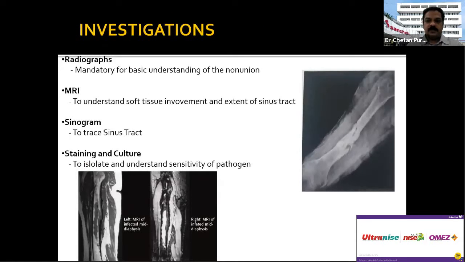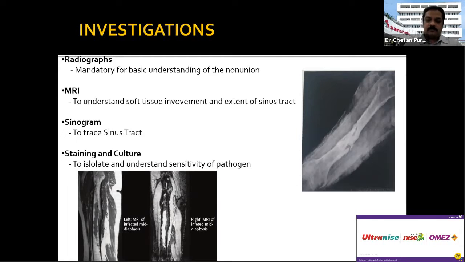The investigations, the basic investigation which we all do is the X-ray, which will show you sclerotic ends or necrotic bone, as is seen in this picture. One can go for a CT scan or an MRI to understand the exact presence of any sequestrae or the soft tissue involvement of the infection, if there is an abscess. A sinogram will show us the source of the sinus from where it is tracking, and if there is any sequestrum, that can also be seen.